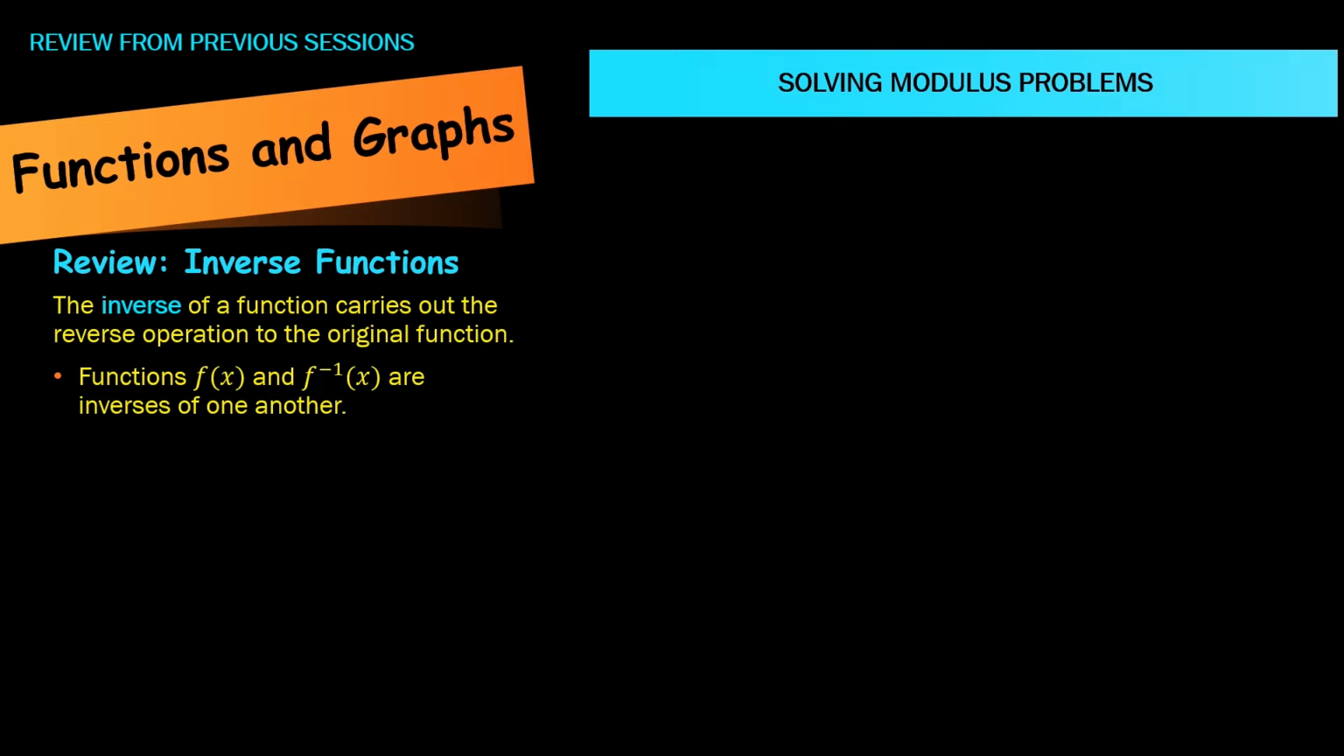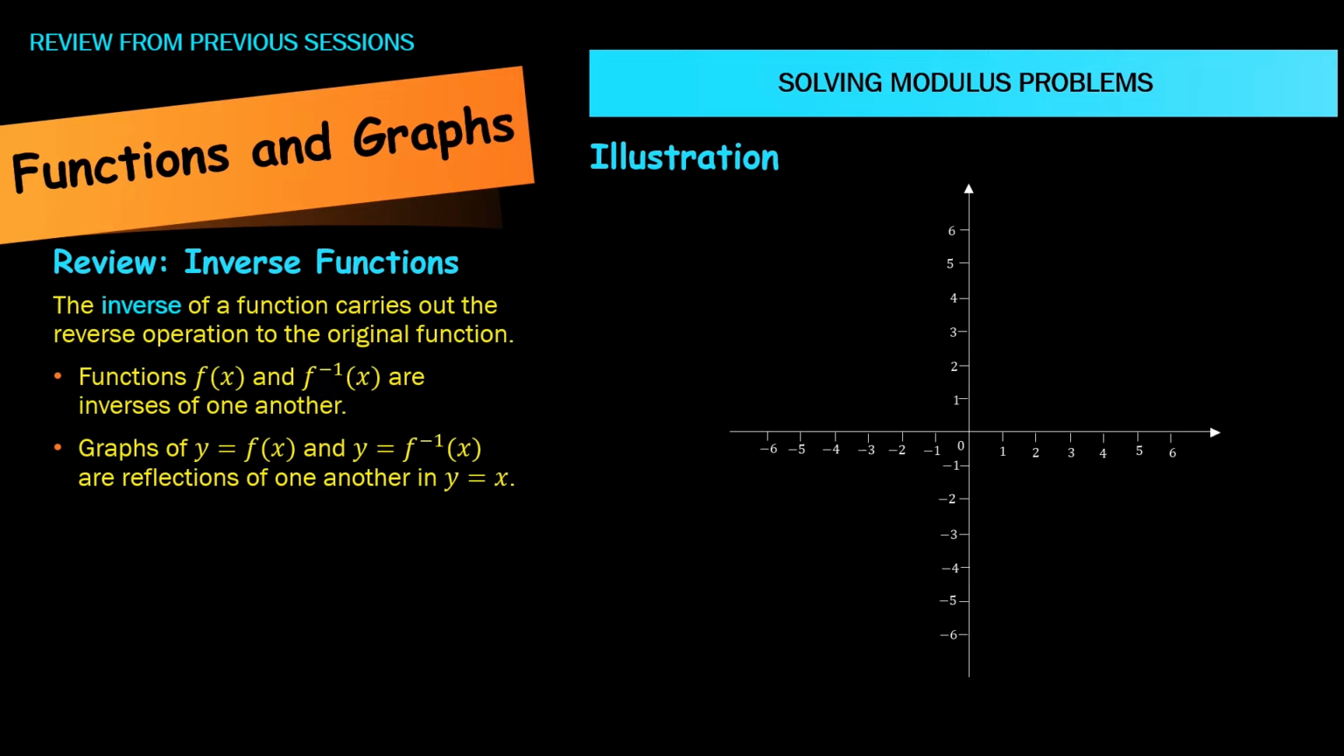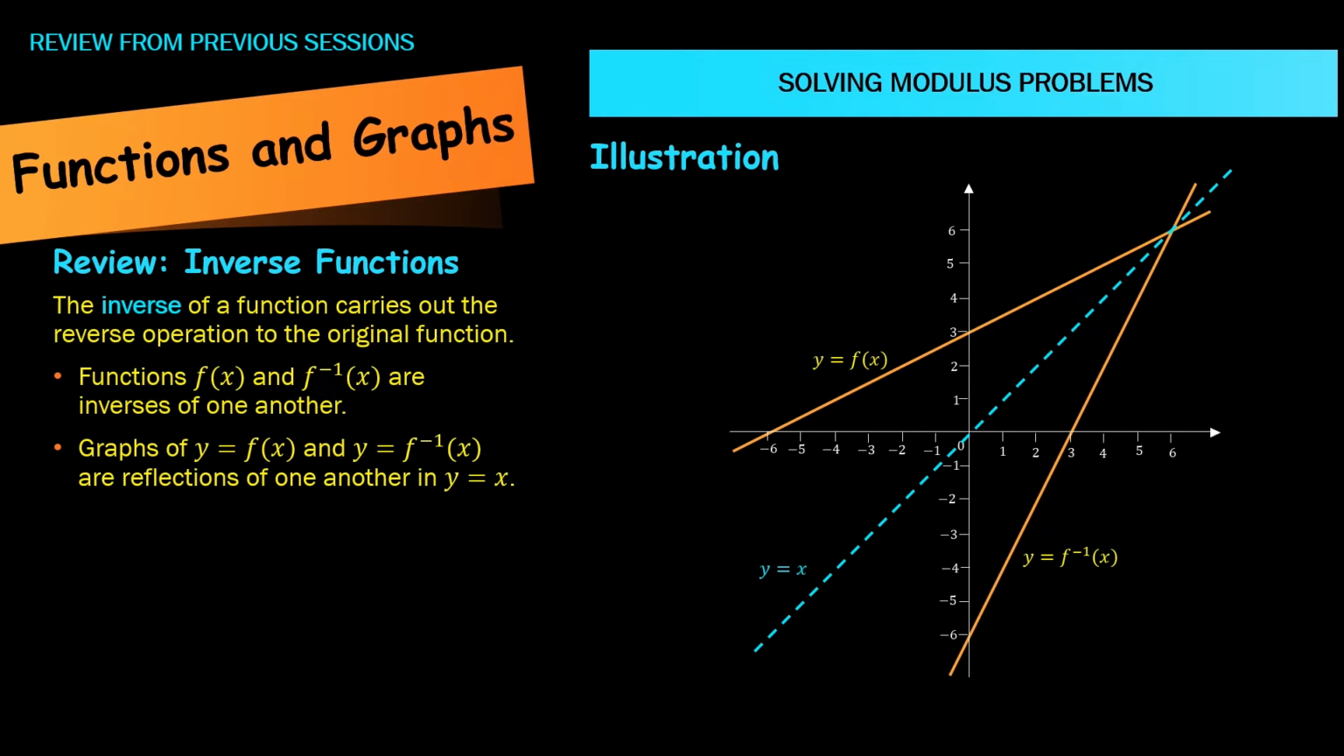Functions f of x and f inverse of x are inverses of one another. The graphs of y equals f of x and y equals f inverse of x are reflections of one another in y equals x. Let's illustrate this. Suppose we have a function y equals f of x as shown. Then the inverse function is a reflection in the line y equals x, as shown on the screen.